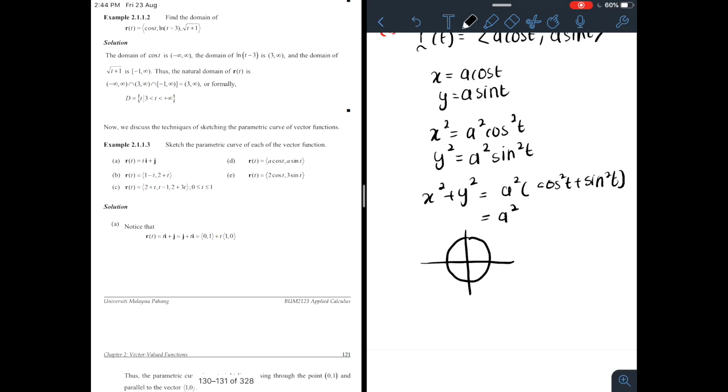Therefore, based on our knowledge from chapter 1.1, if x is equal to some cosine function, you will end up having an anti-clockwise direction.